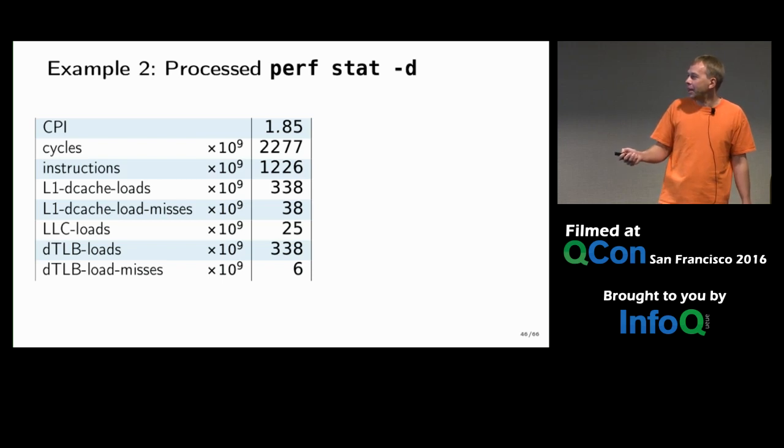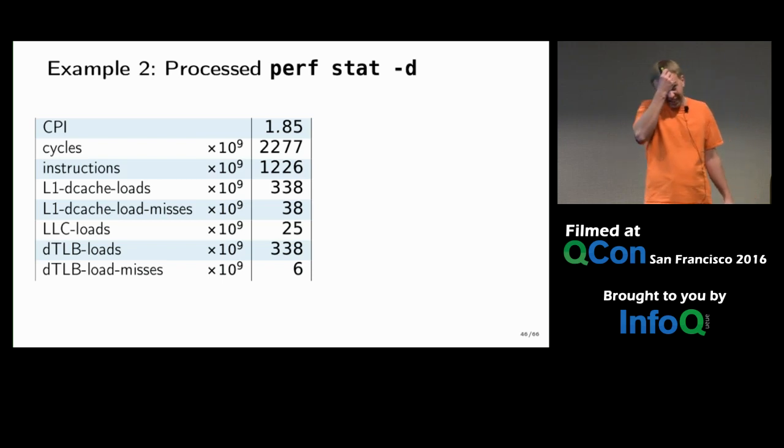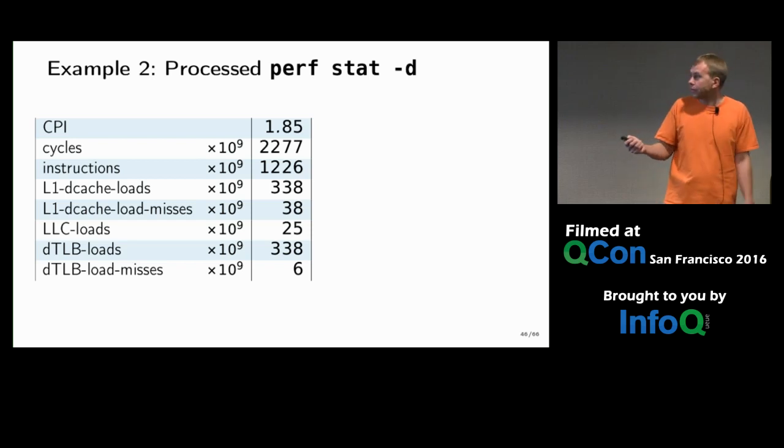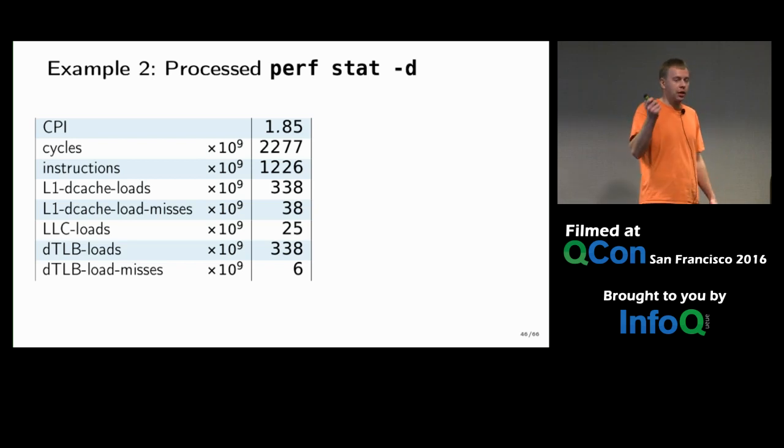What do we have? We have a CPI of 1.85. It's probably bad, but what do we do next? How to understand where the problem is here? What I see, my first step: I have a lot of cache loads here, first level cache, last level cache. Maybe loading data from cache and memory could be a problem.